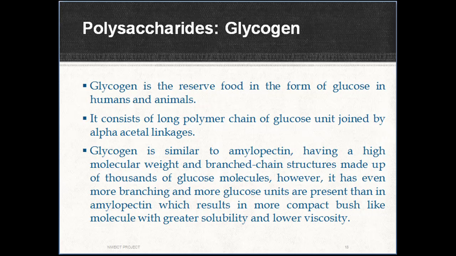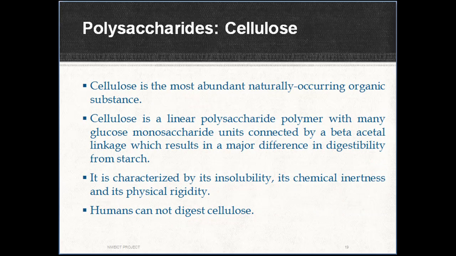Another example of a polysaccharide is cellulose. Cellulose is the most abundant naturally occurring organic substance. It contains over 50% of the carbon in vegetation and is the structural constituent of the cell wall of plants. It is the major component in the rigid cell walls in plants.